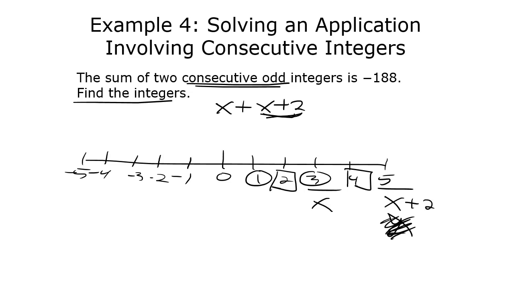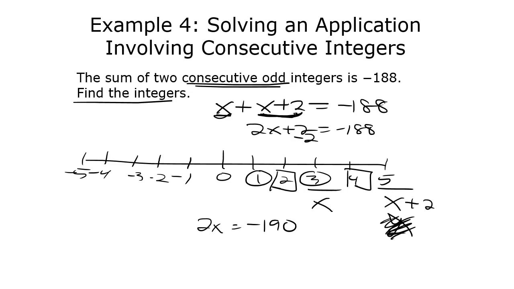So the sum of those two things, x and x plus 2, because those are my two integers, right? Here's the one that's bigger, here's the starting one. The sum of that is negative 188. Find the integers. Well, that's easy. 2x plus 2 equals negative 188. Subtract 2, and 2x equals negative 190. Divide by 2, x equals negative 95.